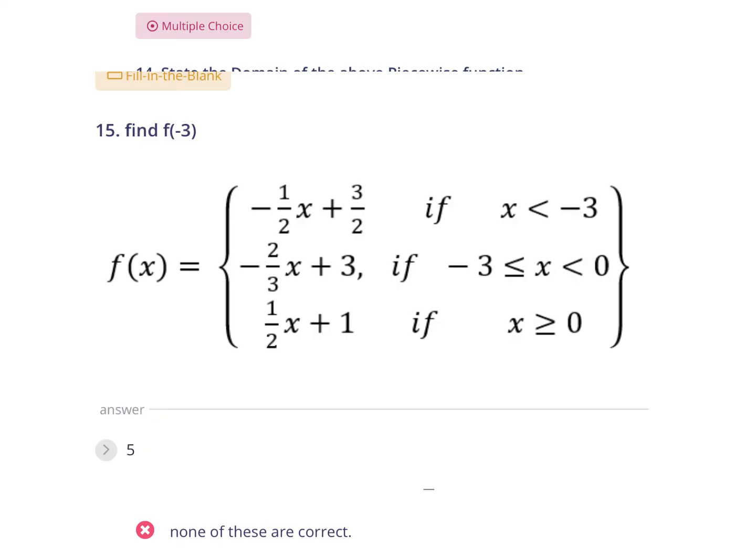This one's a lot nicer, a lot less work. It simply says, using function notation, for you to input the negative 3 into the f of x function. So where would negative 3 fit? Is negative 3 greater than 0? No, no negative number is greater than 0. So you're not using this bottom one.